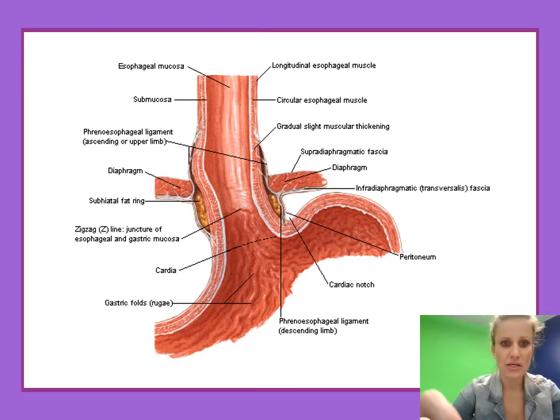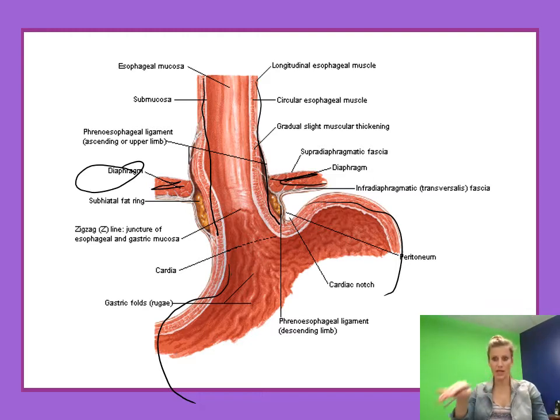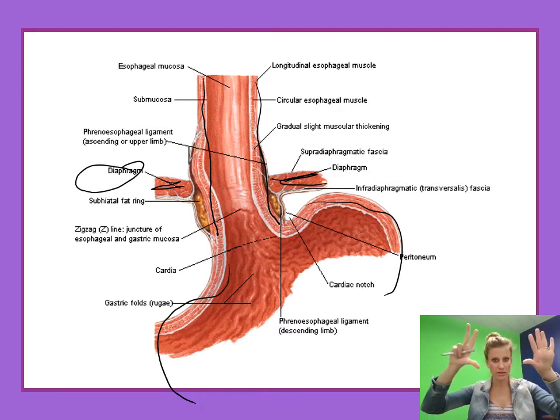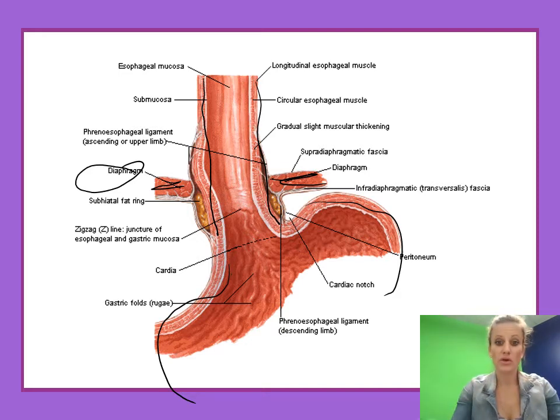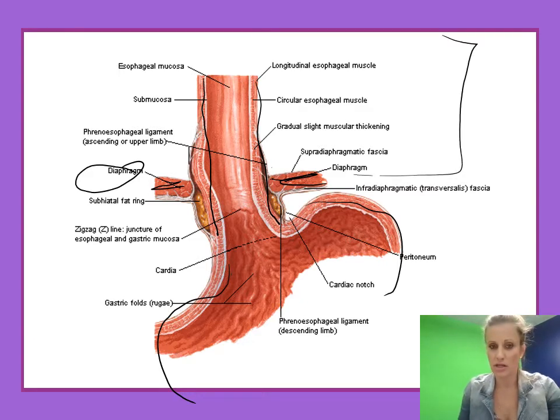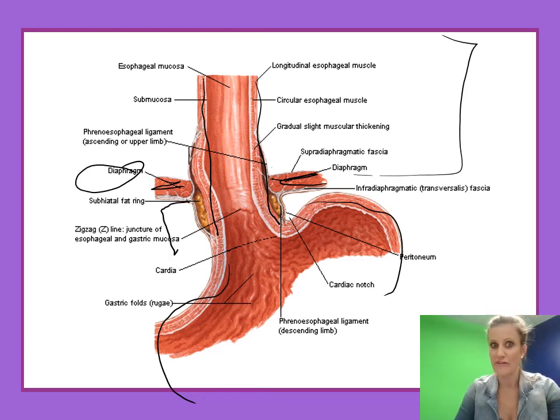Okay, so here we see the esophagus leading down into the stomach. The diaphragm is right here. Remember, the diaphragm forms the border between the thorax on the top and the abdomen on the bottom. Looking at the esophagus, the top of this esophagus here is all in the thorax. The part of the esophagus that's in the abdomen is not very long. There's not very much of it actually down in the abdomen.